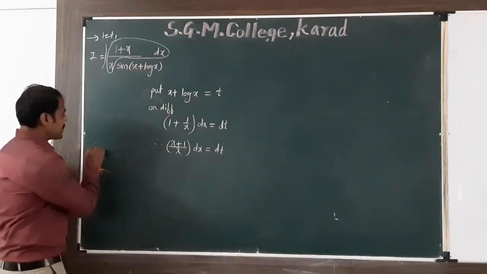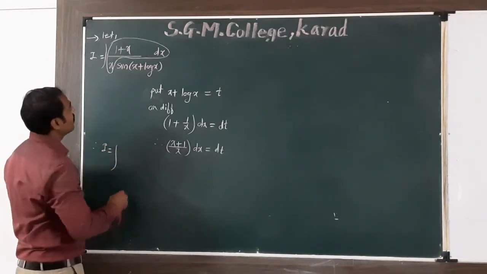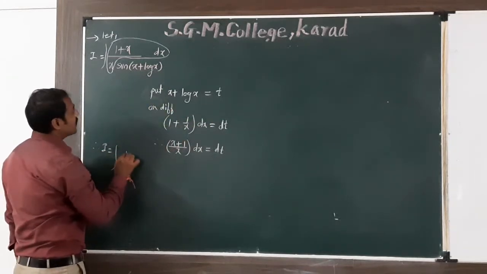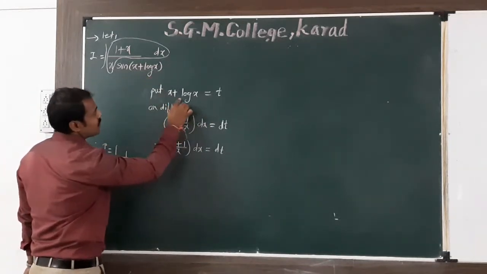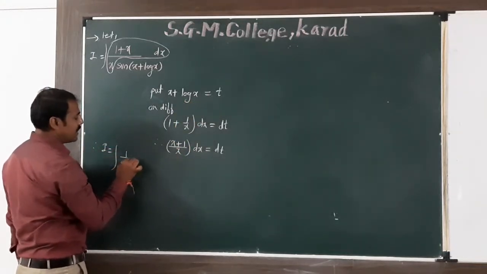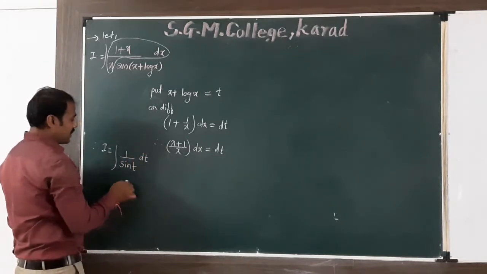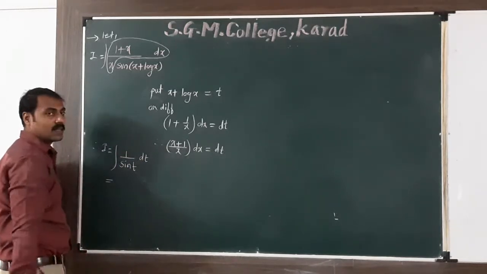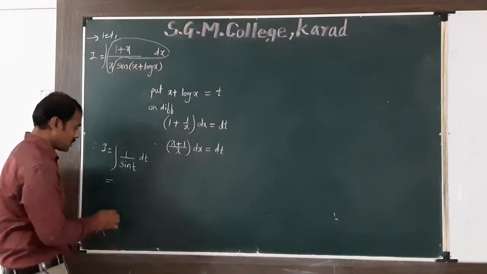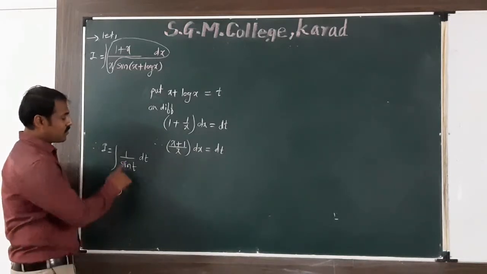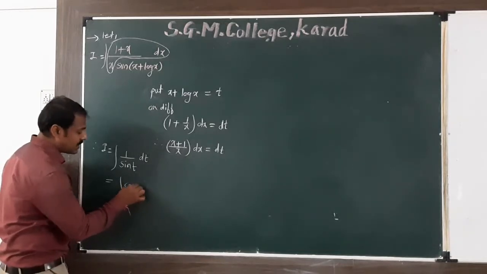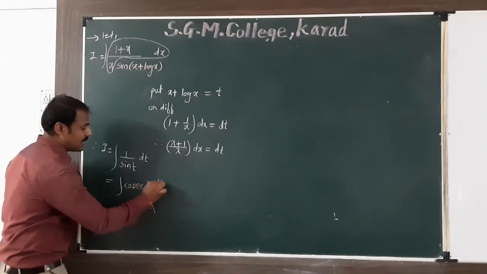So the integration becomes I is equal to the integration of (x plus 1) divided by x dx, which is dt, 1 upon, in the denominator, sine of (x plus log x), and we substitute t for x plus log x, so 1 upon sine t dt. Remember, here all the terms are in t, which means the substitution is a proper substitution. Remember, 1 upon sine is cosec. So 1 upon sine t is cosec t dt.